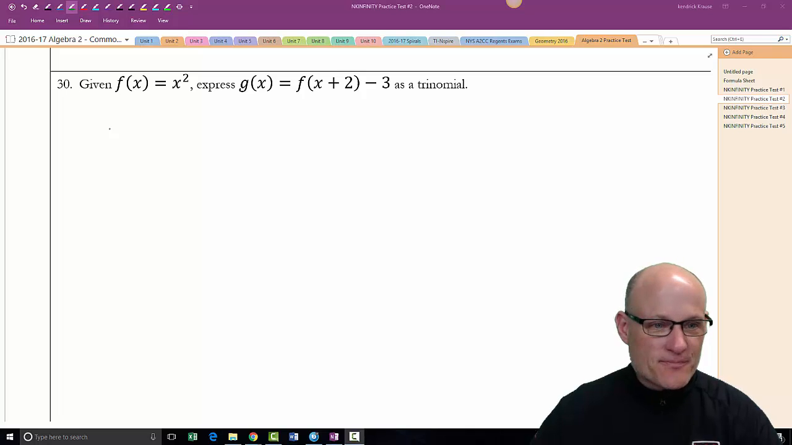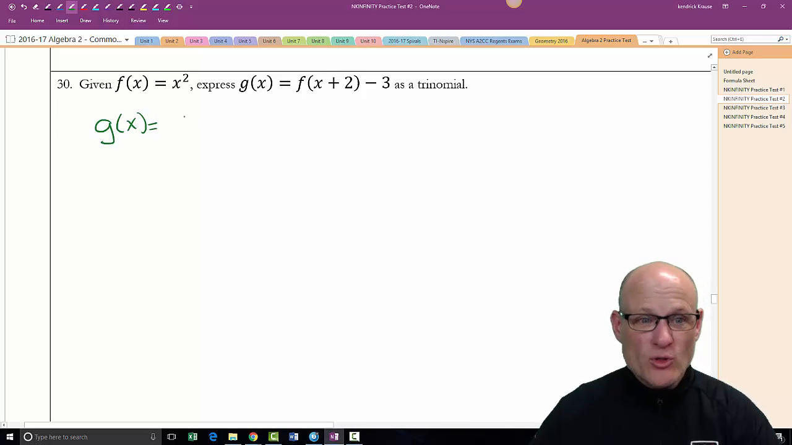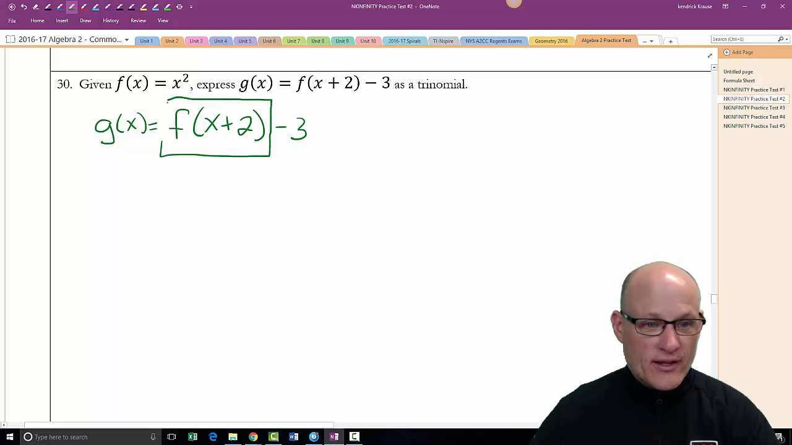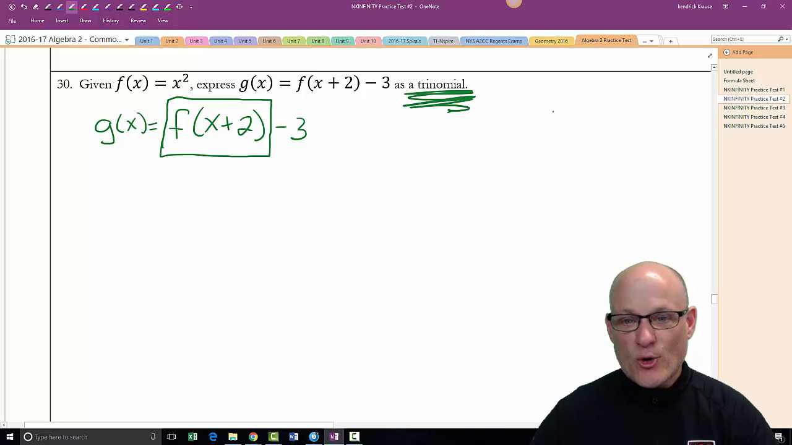So g of x is equal to f of x plus 2 minus 3. So really what I've got to do is figure out what this is. Now, wait a second. When it says express as a trinomial, that's probably going to mean you end up with something like 2x minus 3 or something like that.